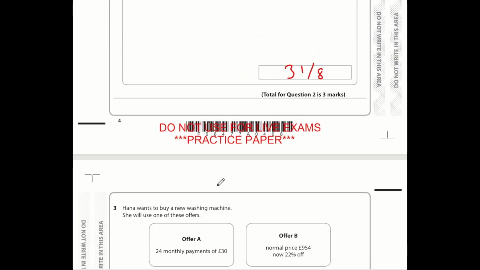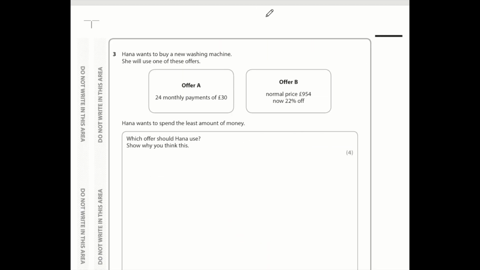Quite a challenging question because of all the converting from mixed to improper and then improper back into mixed again. Okay, so question number 3. Hannah wants to buy a new washing machine. She's going to use one of these two offers.